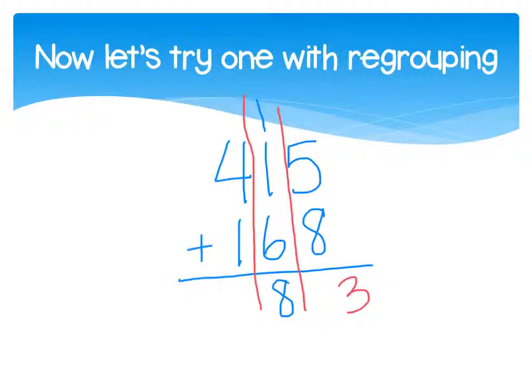Now let's move to our hundreds column. We have 4 and 1. Everybody, you're right, 5. You just did 3-digit addition with regrouping. Congratulations! If you follow these steps, you will be successful in adding 3-digit numbers and with regrouping. Let's try.